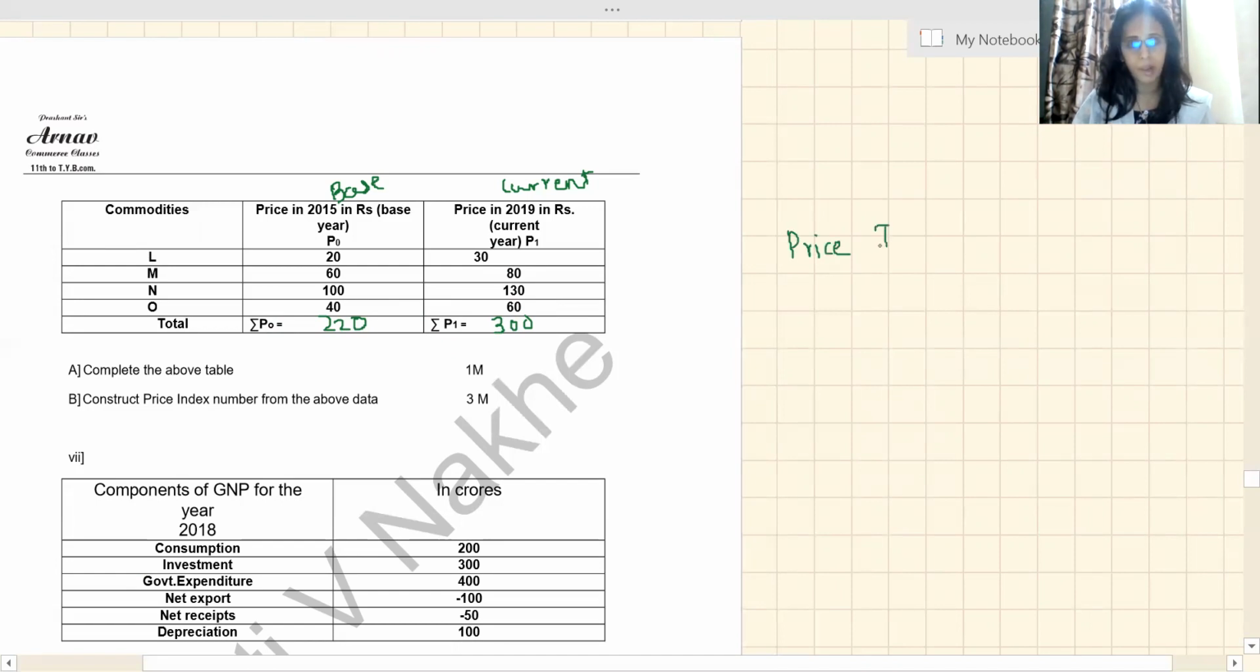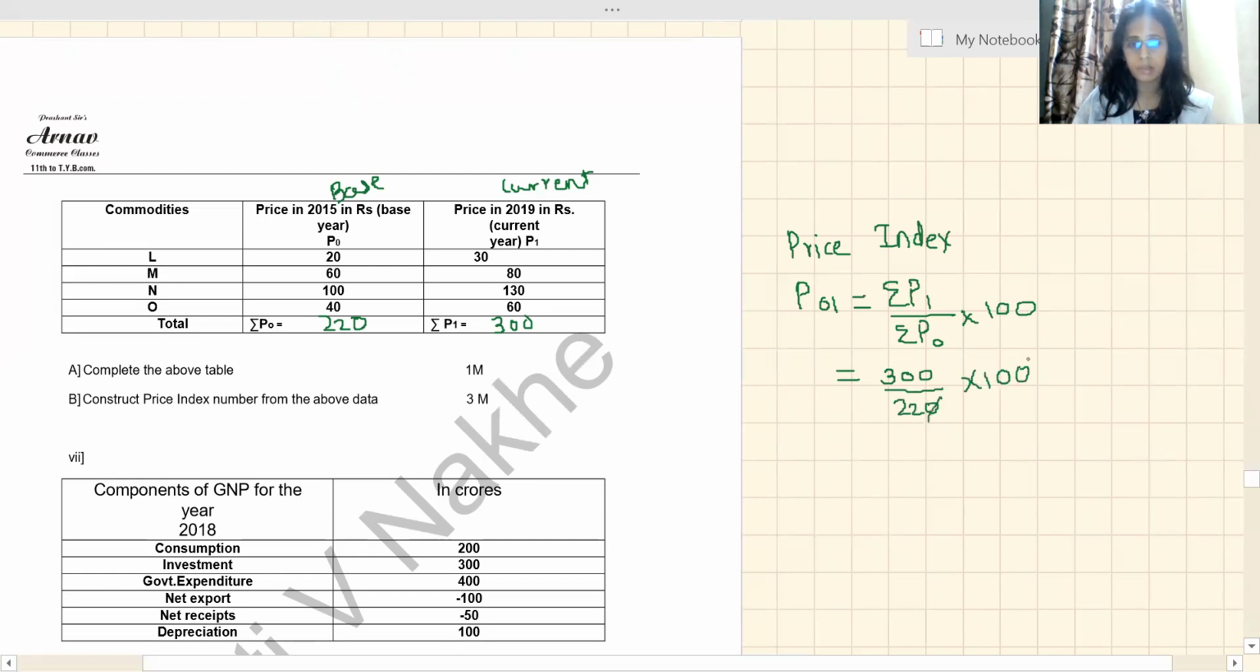Okay. And now my formula is price index. We have to calculate by the price index method. So P01 is equal to summation P1 upon summation P0 into 100. This is the formula. Summation P1, you have to read it as P1 on 0. Even though we write 0 first and 1 afterwards, while reading we have to read it like 1 on 0. 0 is for base year, 1 is for current year. Okay, summation P1 is 300. Your summation P0 is 220 into 100.